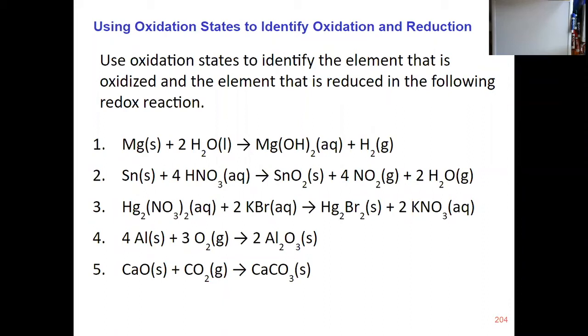Because when you look at a reaction like this, we have 5 examples here. You are going to be able to break down each of these reactions into the oxidation states of the components and decide whether you have a redox reaction or not. Once you decide that, you'll actually be able to tell what is being oxidized and what's being reduced just by looking at the oxidation states. So for each one of these, let me demo the first one for you on the whiteboard. We want to identify the element that is oxidized and the element that's reduced in the following reactions.